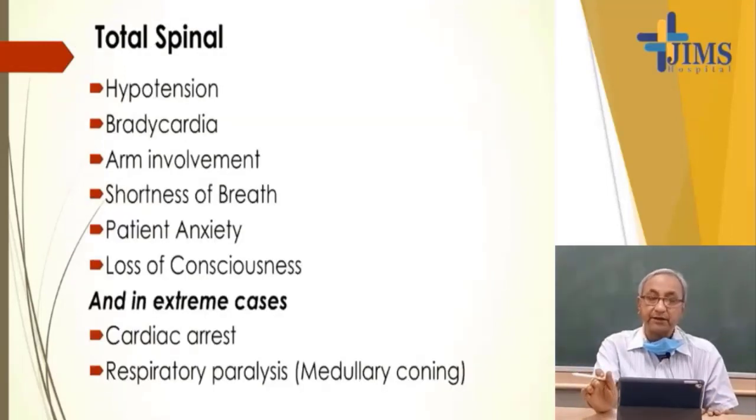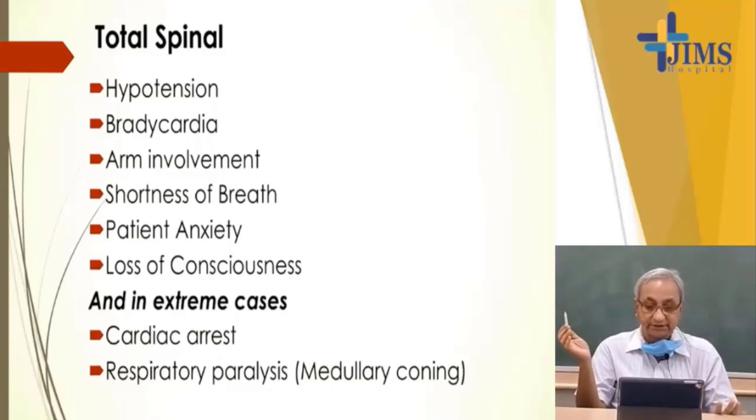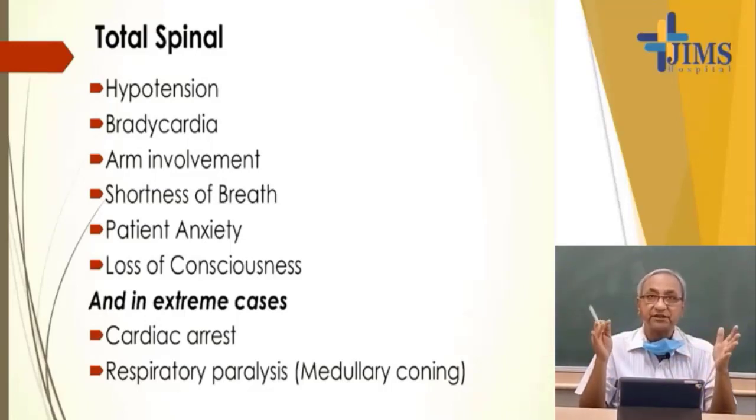What does total spinal do? It causes hypotension, bradycardia, arms become paralyzed or paresis is there. There can be shortness of breath because the diaphragm is also paralyzed. The patient becomes obviously anxious when the patient can't take a normal breath. In worst cases, there can be loss of consciousness. In extreme cases, there can be cardiac arrest or respiratory paralysis because of coning of the medulla.